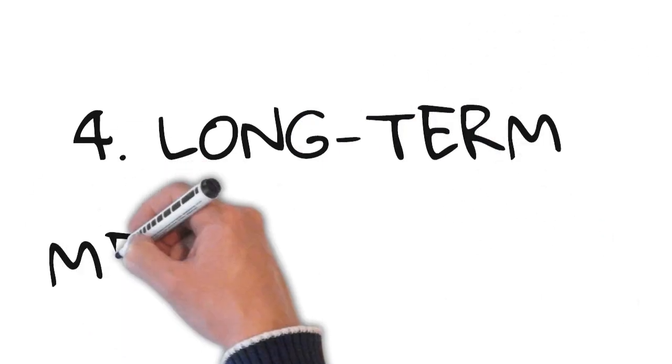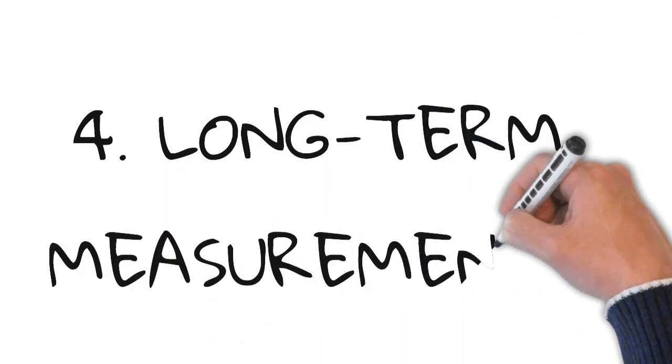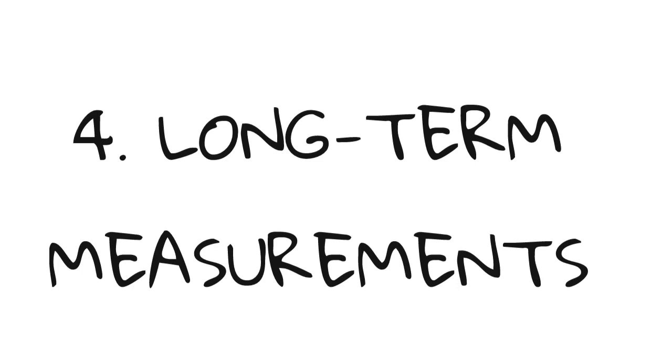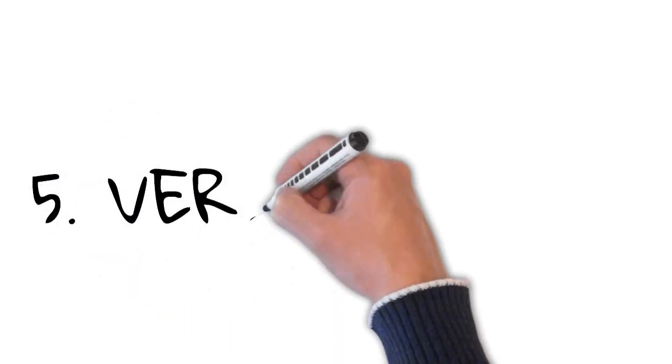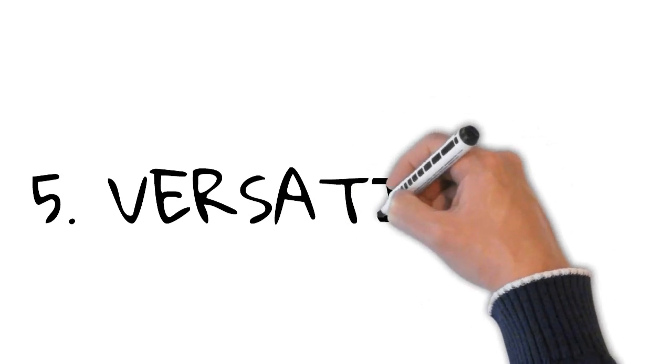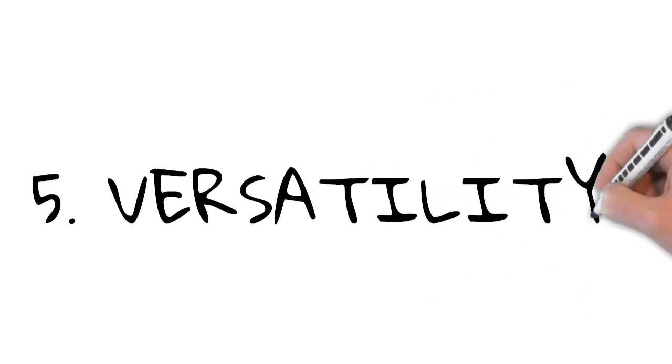4. Long-term measurements. Doubly labeled water provides an average measure of energy expenditure over several days, which is useful for studying longer-term patterns of energy expenditure. 5. Versatility. Doubly labeled water can be used to study a range of research questions related to energy metabolism, such as the effects of diet, exercise, and environmental factors on energy expenditure.